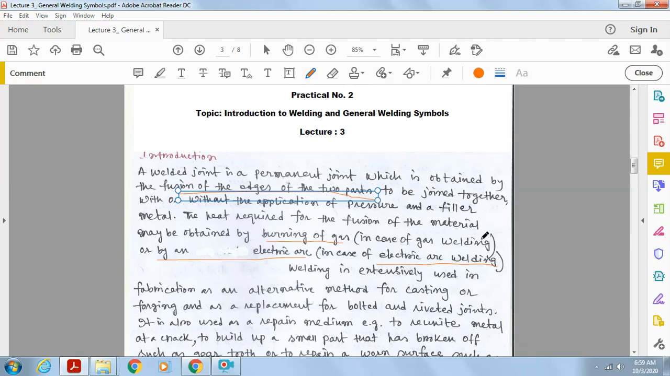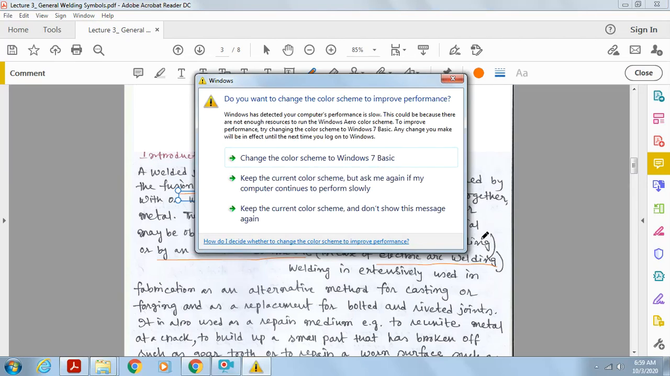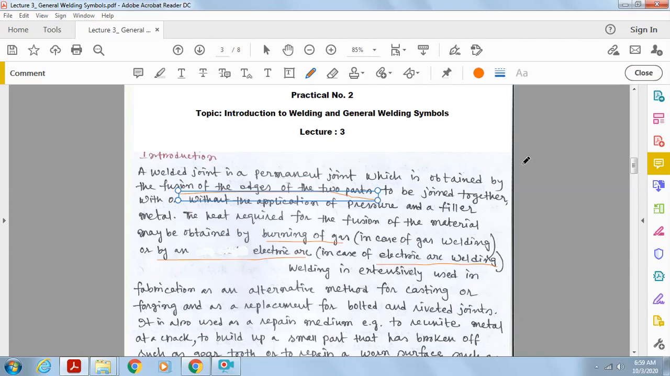So in case of gas welding, we see the burning of gases like oxygen and acetylene. These are the different gases which will be mixed in a proportionate ratio, and when this gas is burned, it creates a large amount of heat. That heat will be sufficient to melt or fuse the parent metal edges. Once the molten stage is reached, the joint will form after solidification. So this is particularly about the welding joint. This is the introduction to the welding joint.